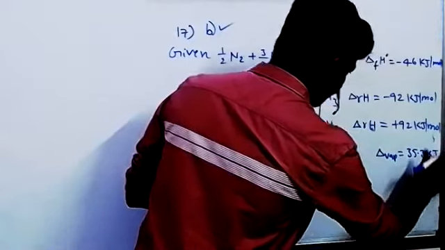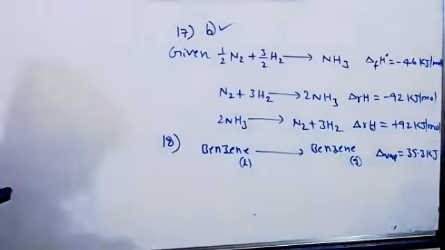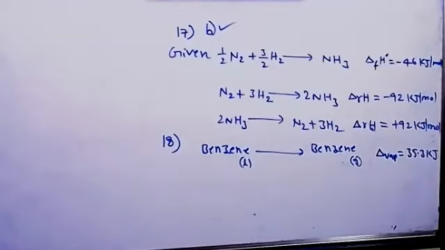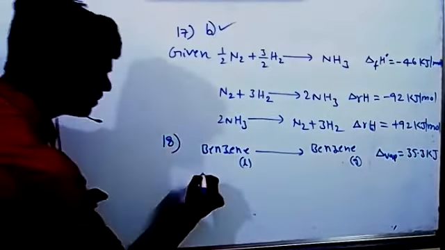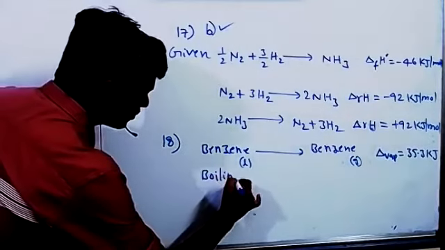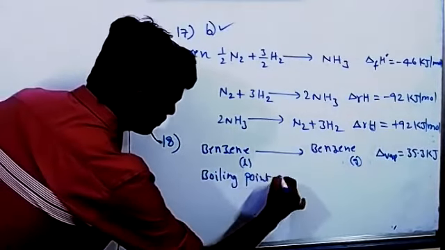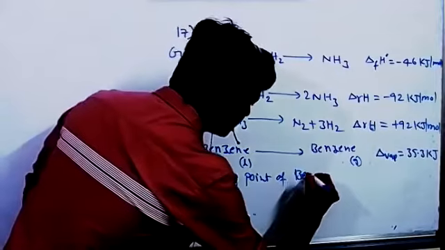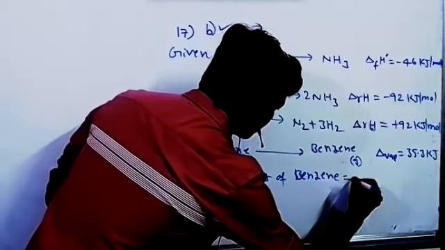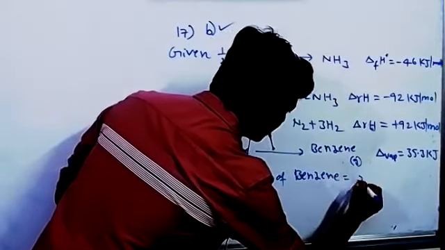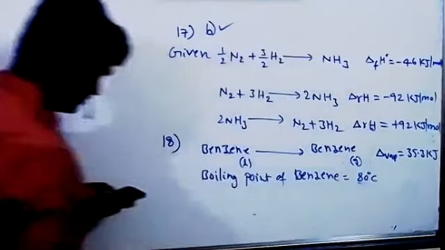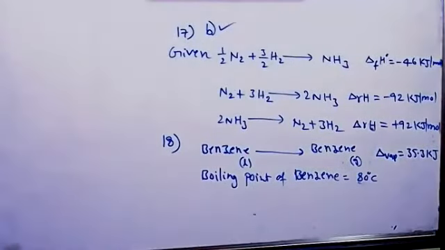Kilojoules. At its boiling point, 80 degrees centigrade. Boiling point is mentioned here, 80 degrees centigrade. Boiling point of benzene equal to 80 degrees centigrade. Convert this into kelvins. The entropy change in the transition of the vapor to liquid at its boiling point.